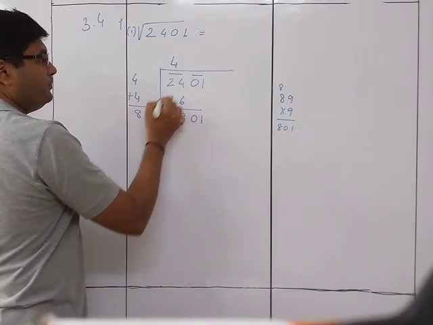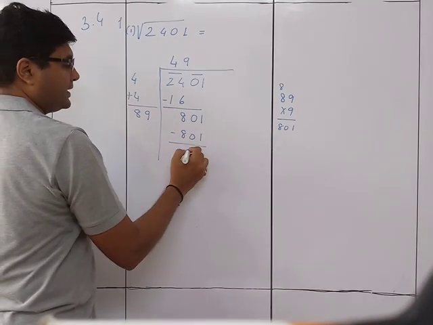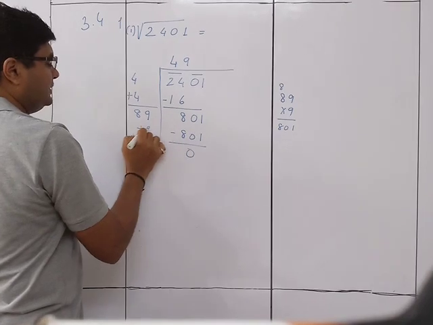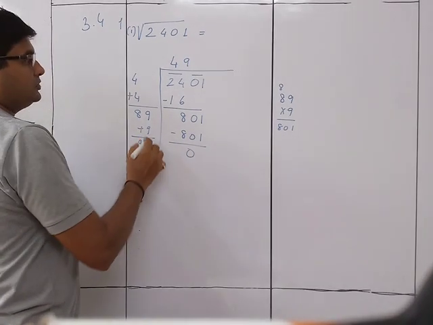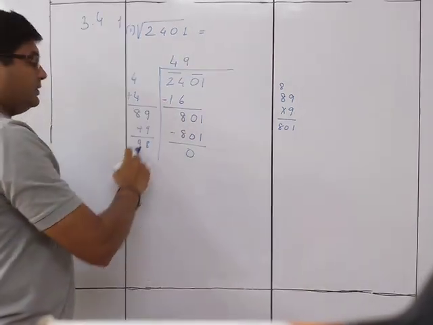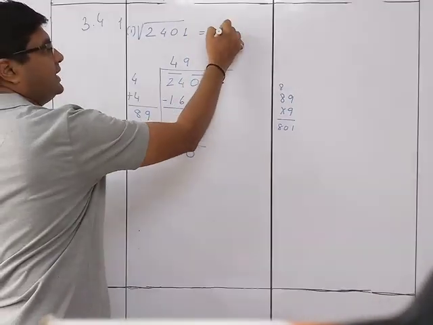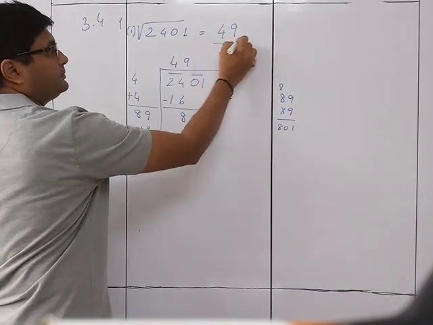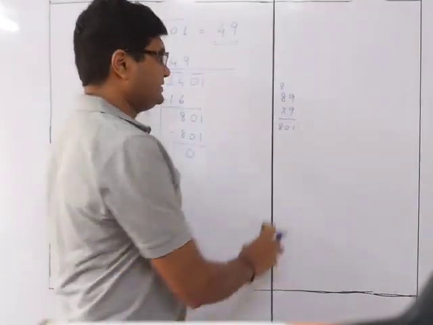So it is 9, 9 and over here 801, subtract and give 0, plus 9. This gives me 98. So half of 98 is 49. We know double of 49 is 98. So we are correct. Hence the answer is 49. Are we clear? Okay, let's see the next sum.